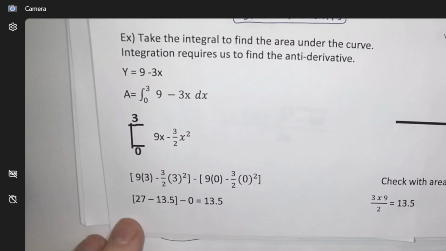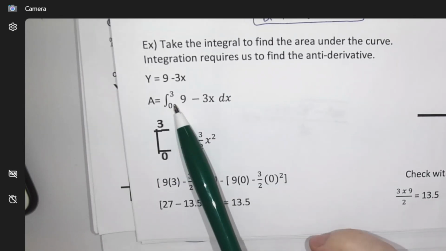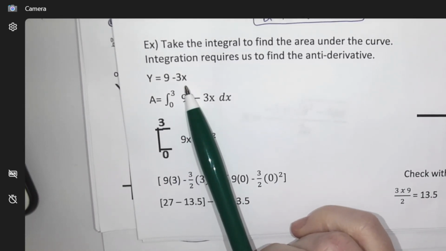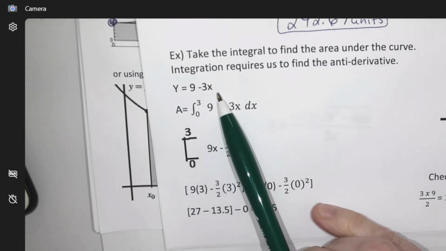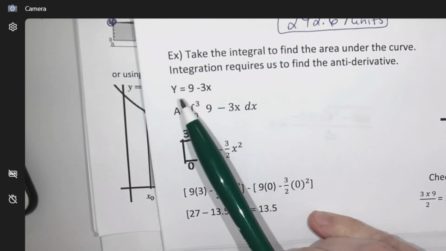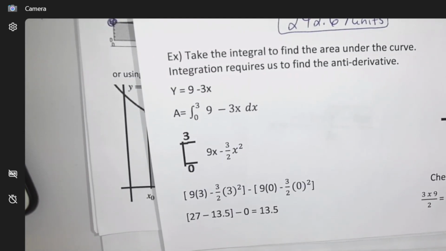I've already filled in this example for you, but here's what I did. 9 subtract 3x: you understand the visual of that is a line? Just an x is a line. So you can see that my y-intercept was 9, and then I went down 3, right 1, down 3, right 1, down 3, right 1. That's what this line is doing visually.